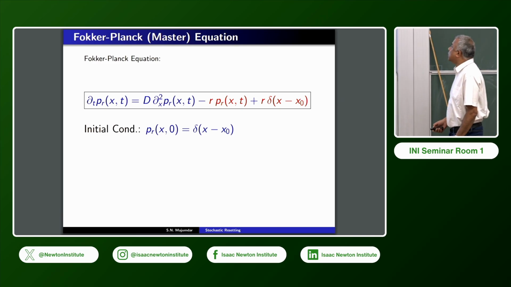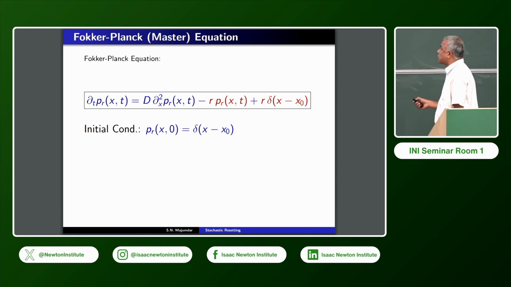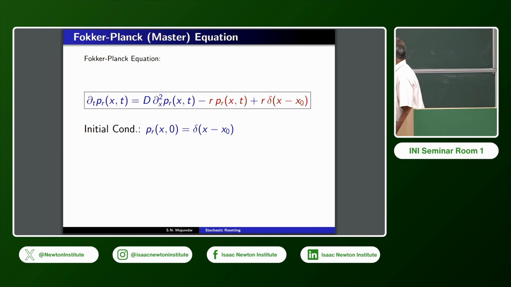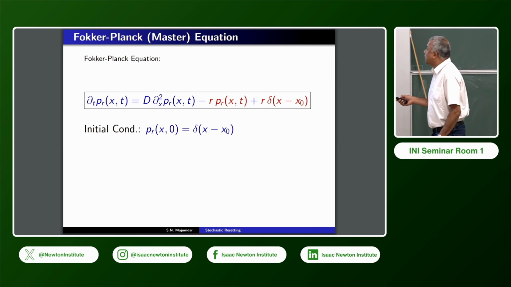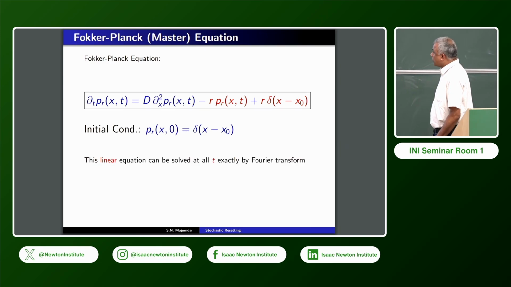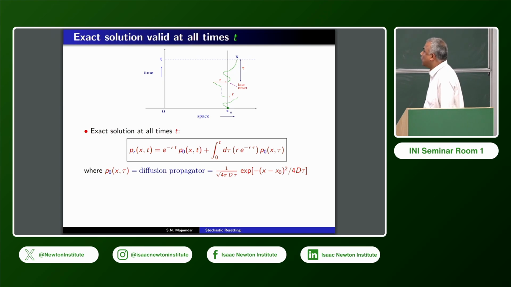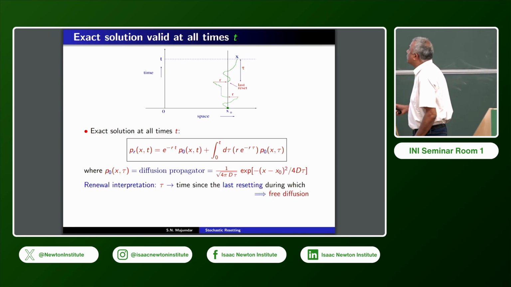So this is a very simple equation. It's a linear equation with a source term. You can easily solve it by Fourier and Laplace transform. I'll not go into the details. But the exact solution of this equation can be written in a very suggestive form, which is essentially the renewal equation. So let me just explain to you.